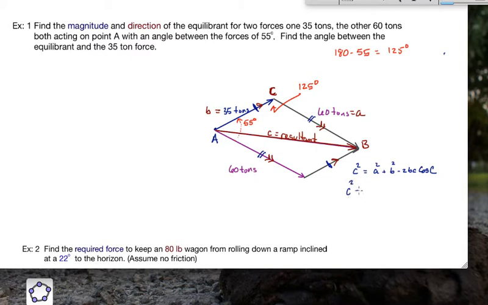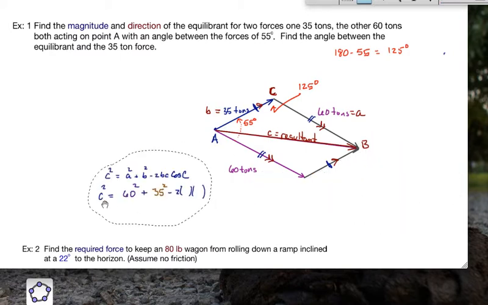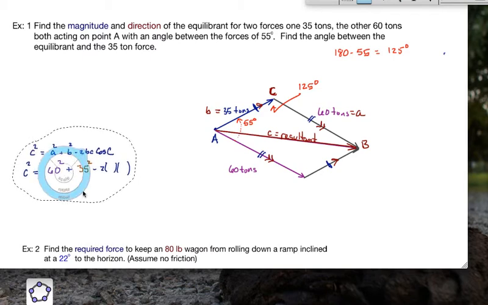Alright, so c squared equals, A is 60 tons, 60 squared plus B is 35 squared minus 2 times 60 times 35, trying to color code it here a little bit, times cosine of my angle, which is 125. I'm running out of room here, so let's put it over here.